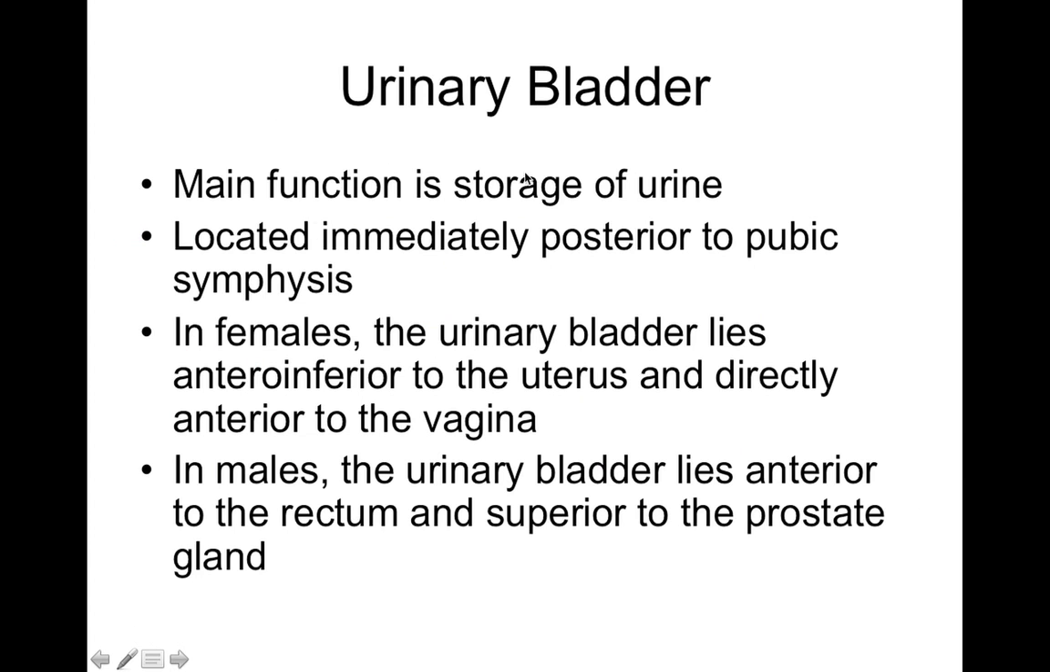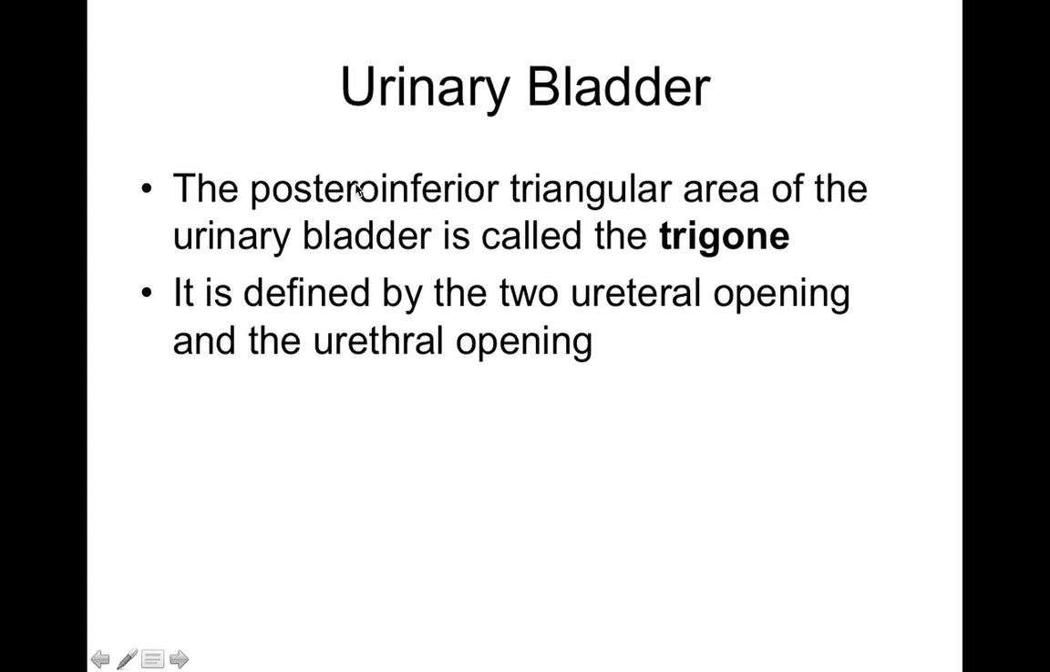Now, the urinary bladder, its main function is for storage of urine, and it's located just posterior to the pubic symphysis. And in females, the urinary bladder lies anterior and inferior to the uterus and directly anterior to the vagina. And in males, the urinary bladder lies anterior to the rectum as well as superior to the prostate. Now, the posterior inferior triangular area of the bladder is called the trigone. This is the place where you find the ureteral opening. So the ureters enter the urinary bladder at the trigone.